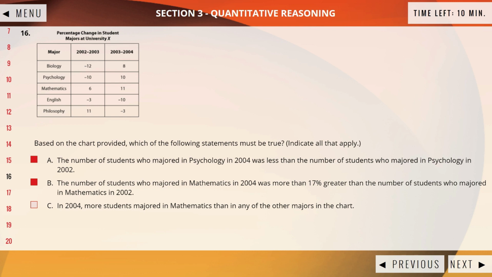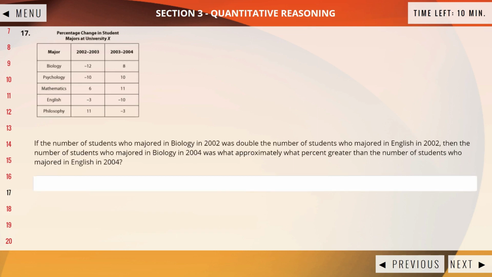In 2004, more students majored in maths than any other subject. No, we don't know the actual numbers. These are just percentages. We don't know the actual numbers. So C is, we don't know for sure. Because again, we don't know the actual numbers, just the percent changes. So pretty confident. Next one.